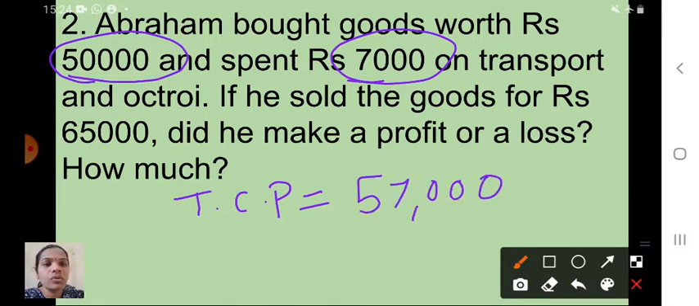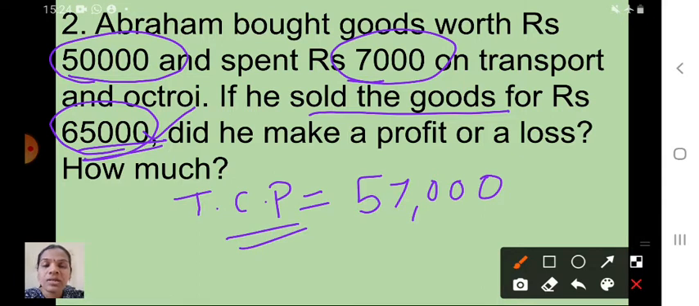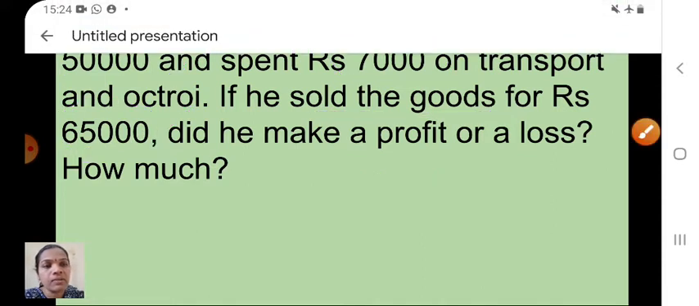57,000 will come. Total cost price is what? 57,000. He sold the goods for rupees 65,000. So this is the selling price. Okay, so the selling price is greater than the cost price, isn't it, children? So he made a profit or loss? Yes, profit. And see here, next slide I have given here.